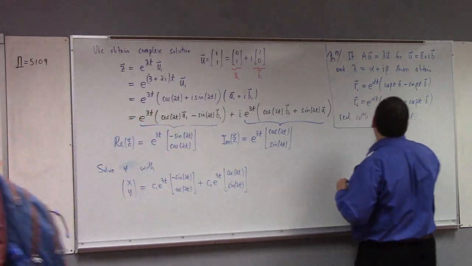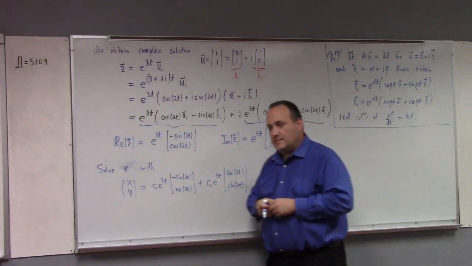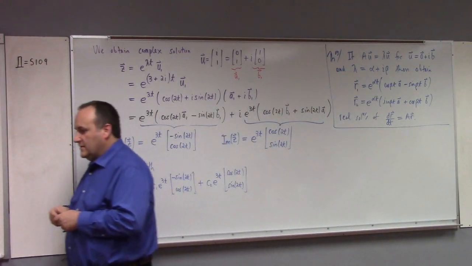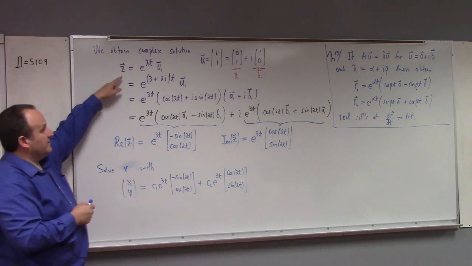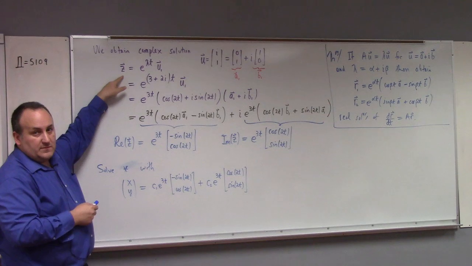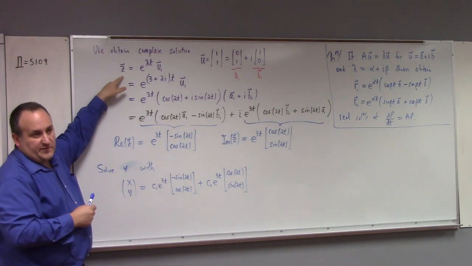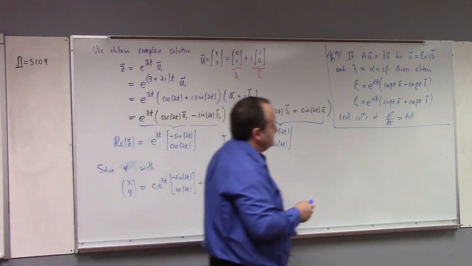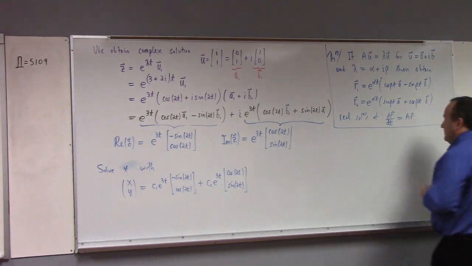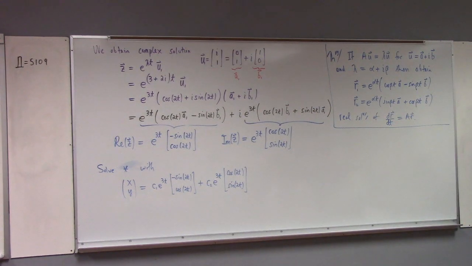And that's it. Each complex eigenvector gives us two real solutions, which we obtain by taking the real and imaginary parts of the complex eigensolution, which is e to the lambda t u. So two real solutions from each complex solution. Question? No. Okay, that's it for the complex case.